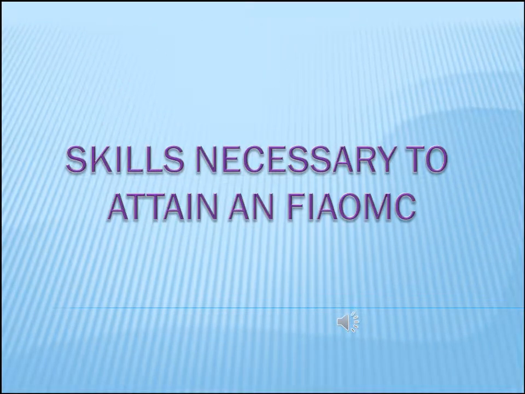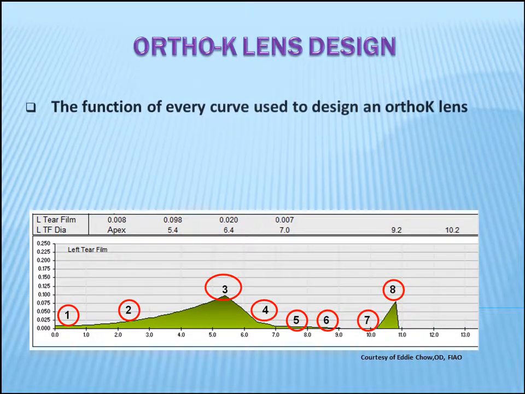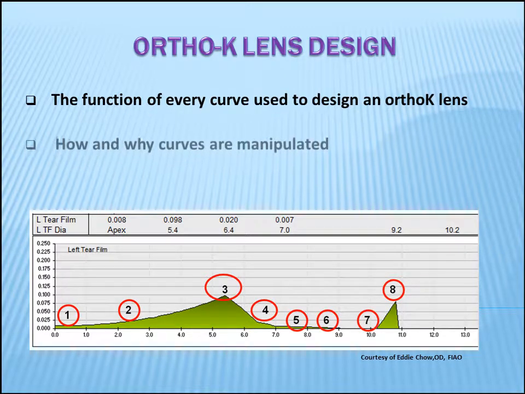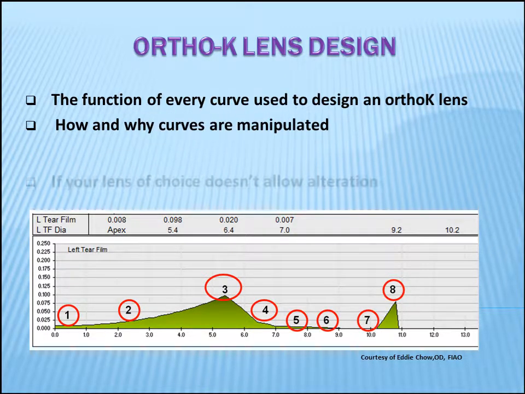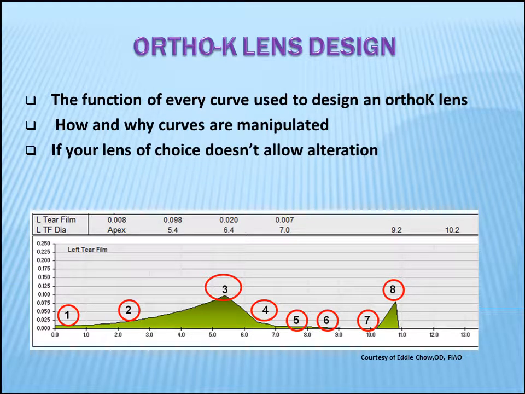So what are the skills necessary to apply for and attain a fellowship in the Academy? Well, first of all, you have to be an absolute expert in the design of an Ortho-K lens. That means you have to know the function of every single curve on a multi-curve lens. What do those curves do? How are they manipulated to make a change in the fitting? How are they manipulated to make the lens fit better in the very beginning?